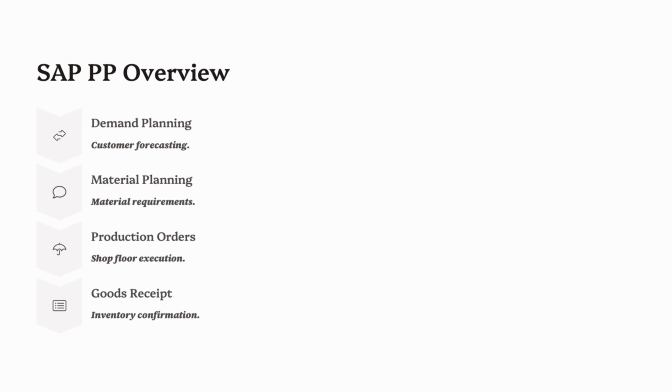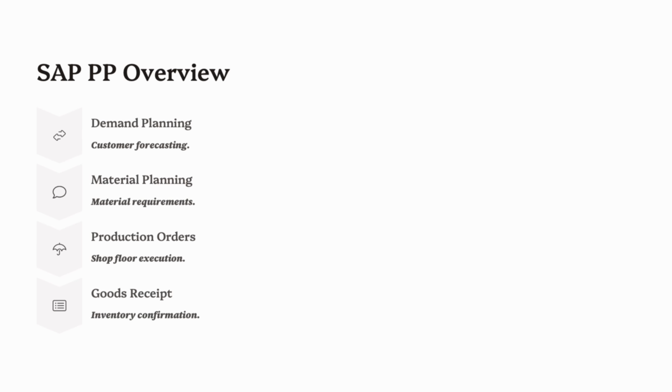SAP PP covers both discrete manufacturing, like cars or electronics, where items are made individually, and process manufacturing, like chemicals or food, where products are produced in continuous batches. This versatility makes it one of the most widely used modules in manufacturing-focused companies.